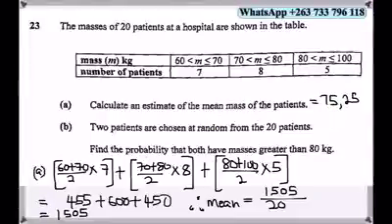Then part B, 2 patients are chosen at random from the 20 patients. Find the probability that both have a mass greater than 80. How many people have mass greater than 80? So these are less or equal to 80. So this is greater than 80 kg. So these are 5.